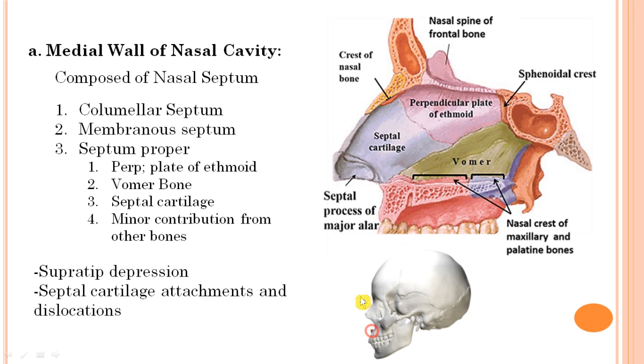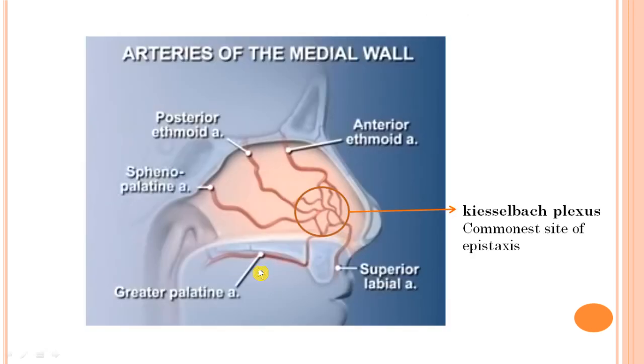Now let's move ahead and talk about the arteries of the medial wall. The arteries of the medial wall are 5 in number. You can see there are the anterior ethmoidal artery and posterior ethmoidal artery that are coming from the top. Then you can see from the back there is the sphenopalatine artery. Then you have the greater palatine artery and superior labial artery. So these arteries all form an anastomosis in this anterior-inferior area of the nasal cavity on the medial side. This area is called the Kiesselbach plexus.